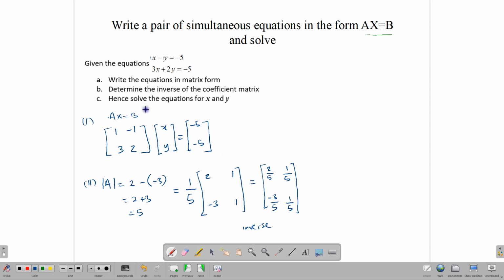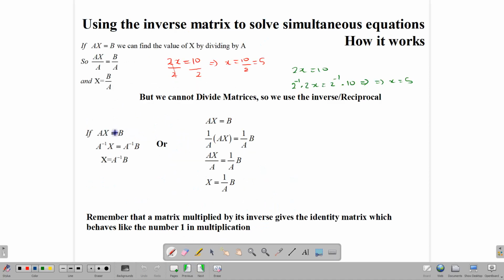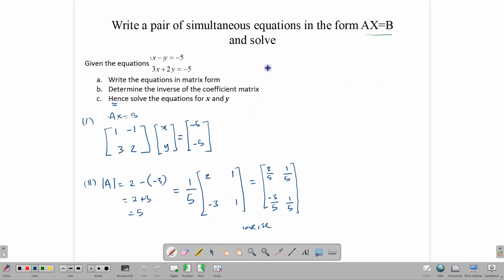Once we have our inverse, the question says hence. Hence solve for x and y. From our previous discussion, we realize that if AX equals B is the matrix equation and we multiply both sides by the inverse, then we're going to get X on this side and A inverse times B on the other side. So let's see how it works out here.